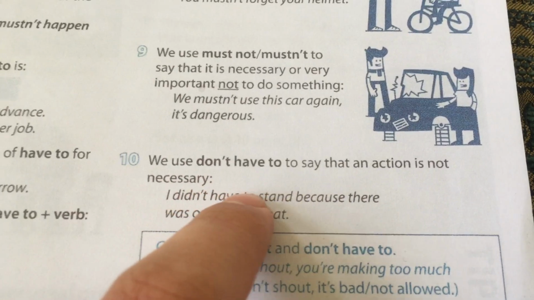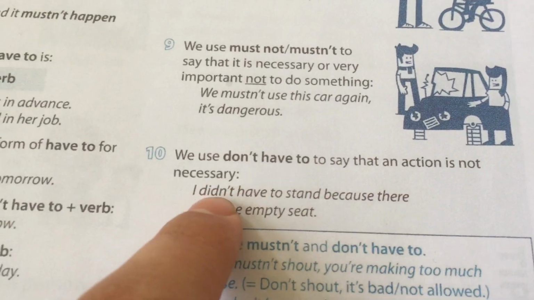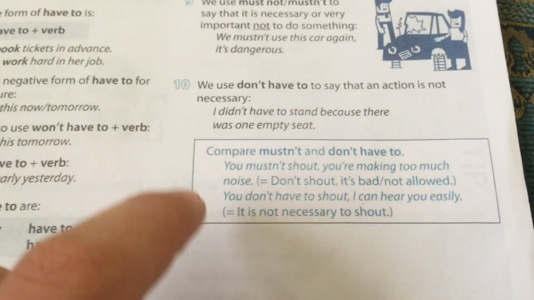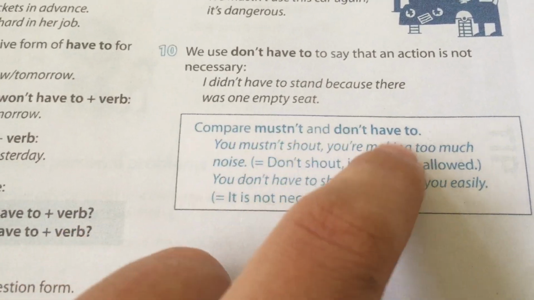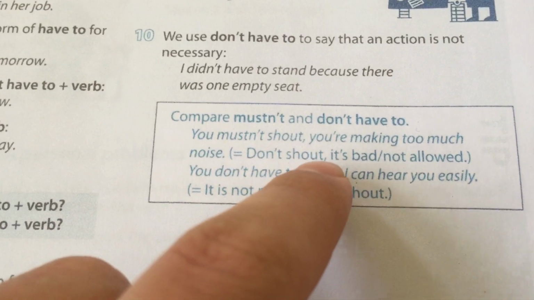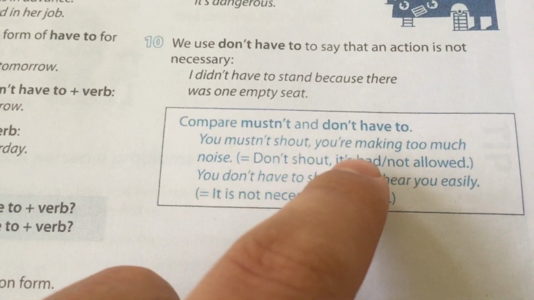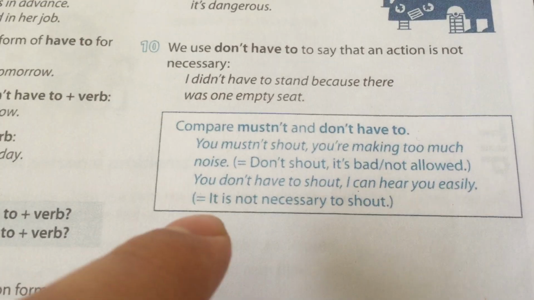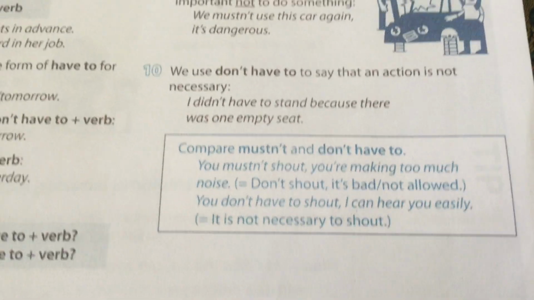We use don't have to say that an action is not necessary. I didn't have to stand because there was one empty seat. Compare mustn't and don't have to. You mustn't shout, you're making too much noise. Don't shout means don't shout, it's bad, it's not allowed. You don't have to shout, I can hear you easily. It is not necessary to shout.